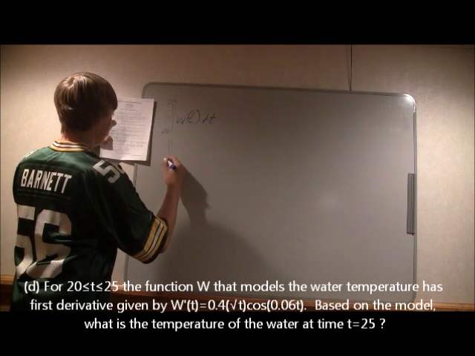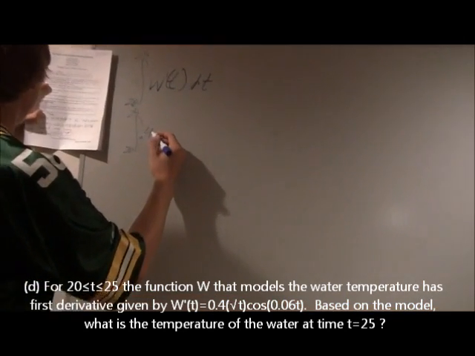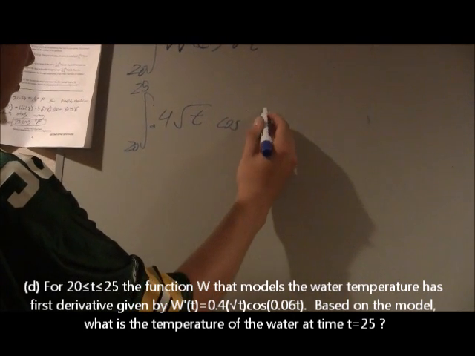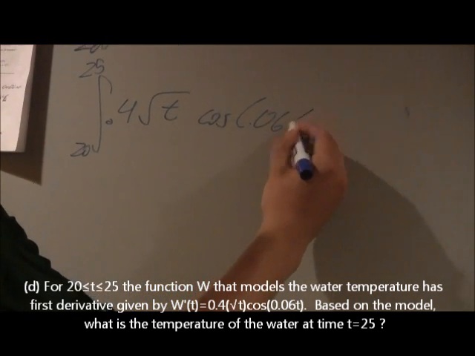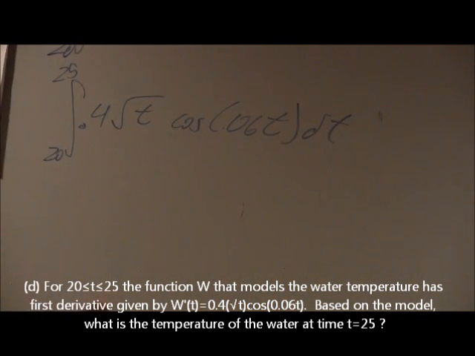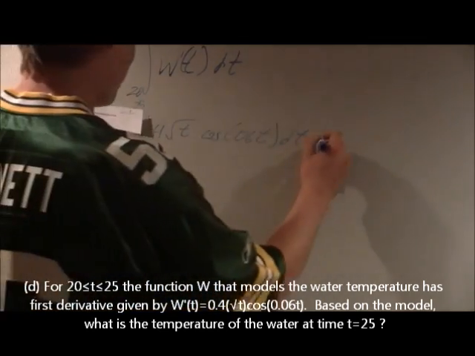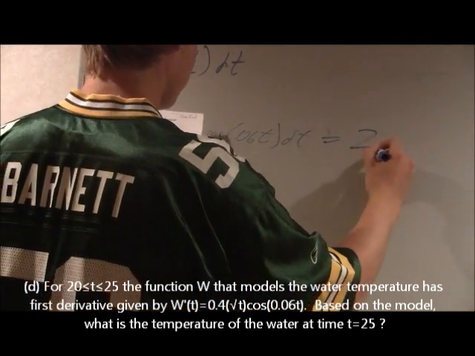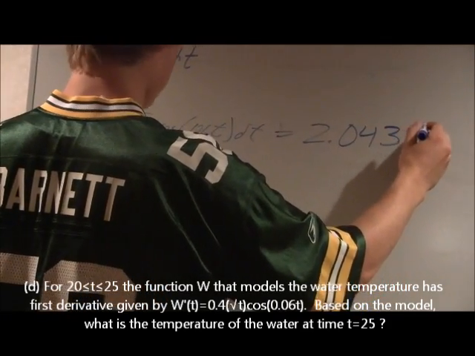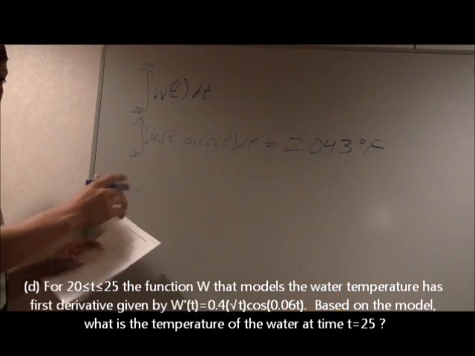And W prime of t is 0.4 square root of t cosine 0.06 t. So then that means we have the integral from 20 to 25 of 0.4 square root of t cosine 0.06 t dt. And then we're just going to plug that into our calculator. And after we type that up in the calculator, that equals 2.043 degrees Fahrenheit. So that's the change in temperature from t equals 20 to t equals 25.